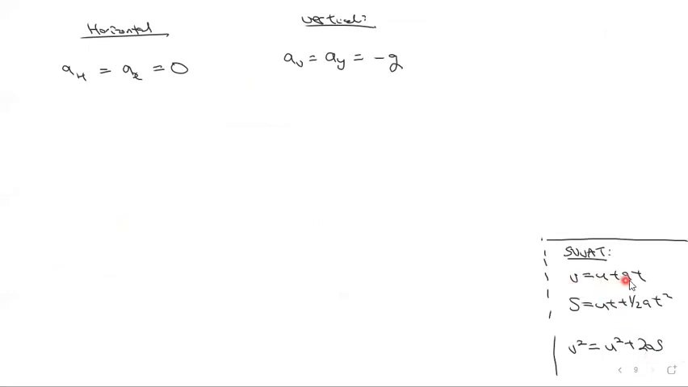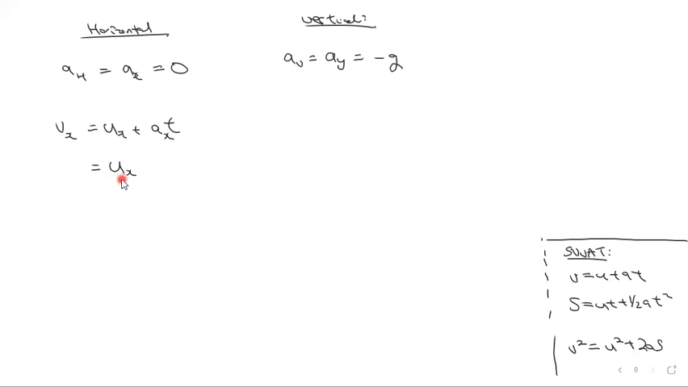So if v equals u plus at, then we can work out v horizontal, and I'll use x here, equals ux plus at. But what's our ax? 0. So that means our vx equals ux. Does that make sense?